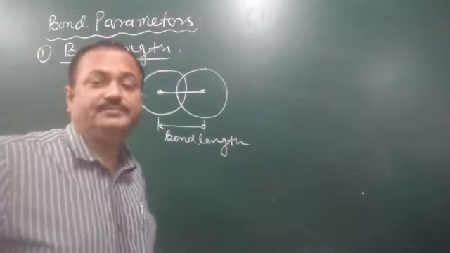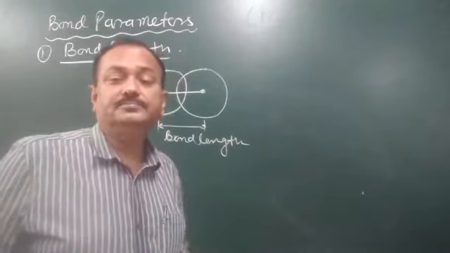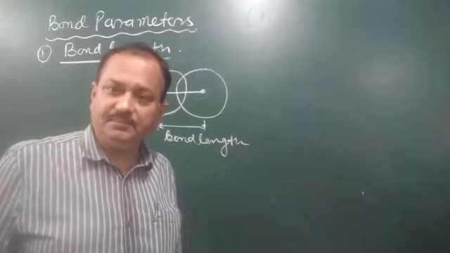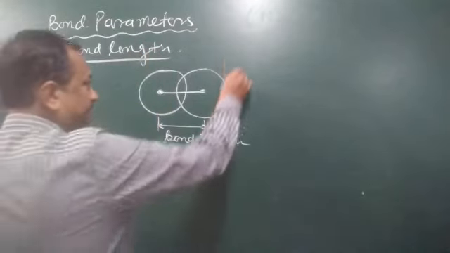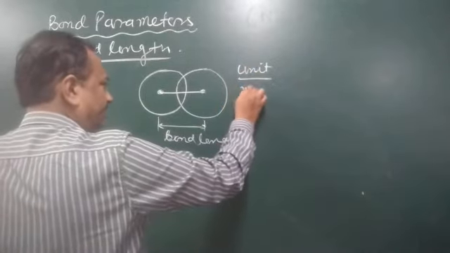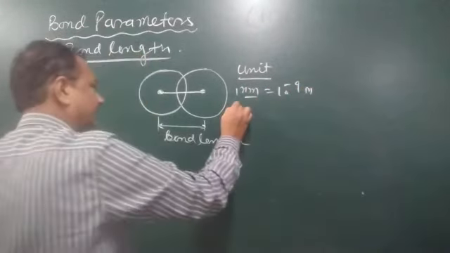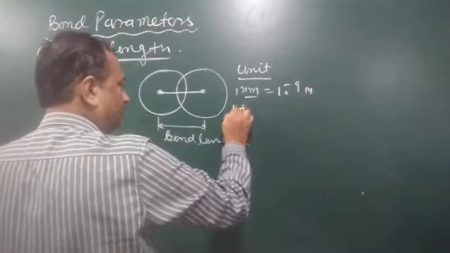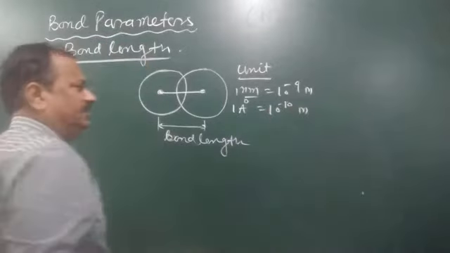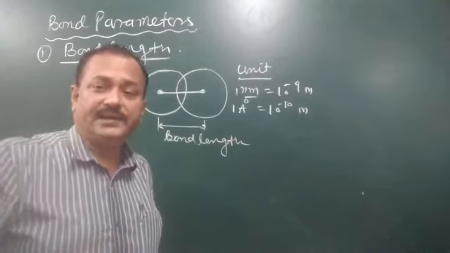Bond length is a very important parameter, and it is related to the nature of the bond, I mean single bond, double bond, and triple bond. Now its unit. As it is a microscopic unit, it can be measured in nanometers. 1 nm is equal to 10 to the power minus 9 meter. It can be used in angstrom. 1 angstrom is equal to 10 to the power minus 10 meter. It can be in picometer, etc. So this is about the bond parameter.